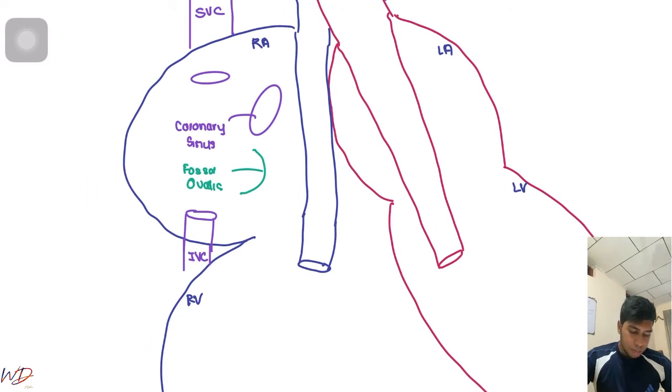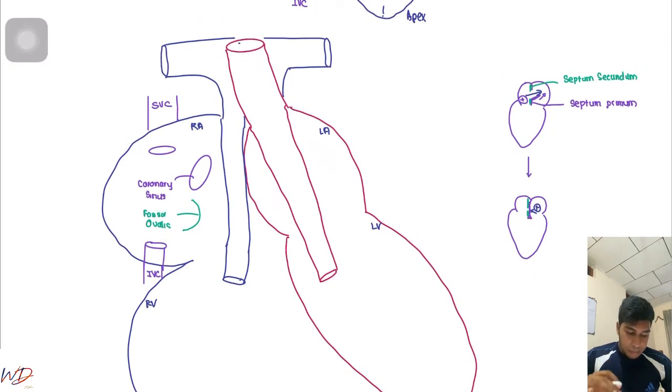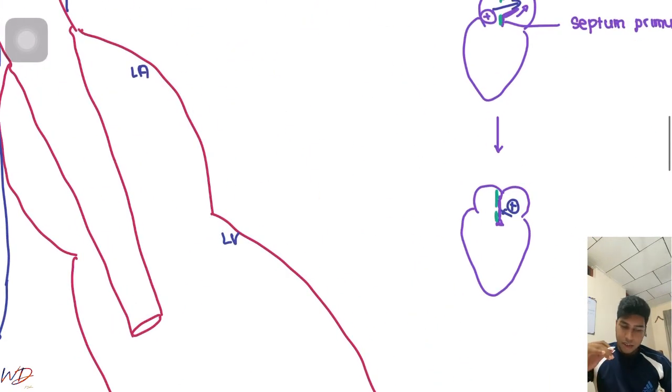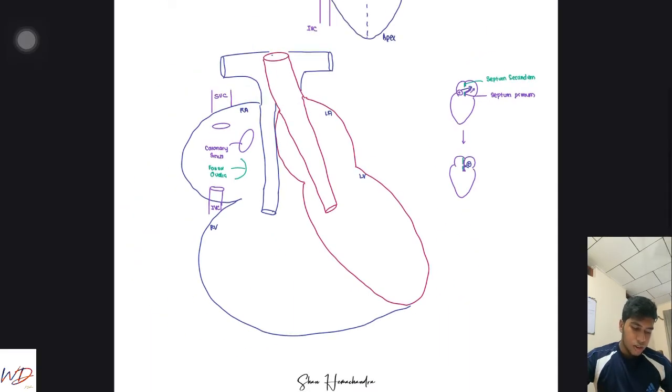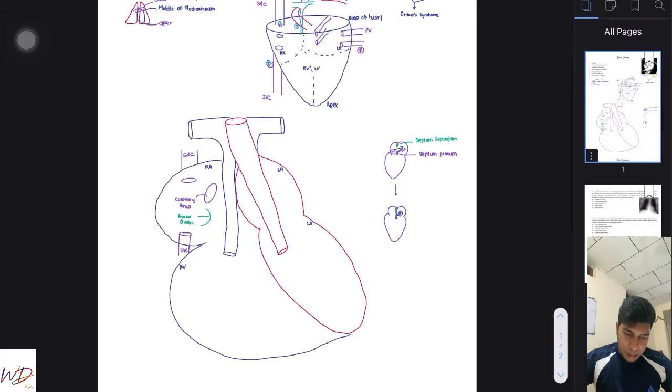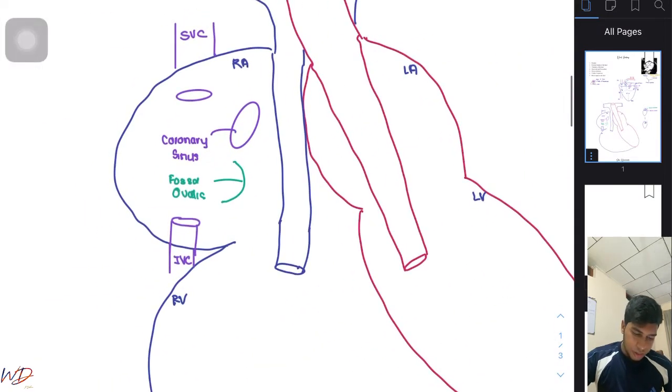Can this reopen? Yes, it can. If the pressure in the right side of the heart becomes greater than of the left side of the heart, it can reopen. This is called hole in the heart. Some people, this does not close properly when they are born. That is called hole in the heart. So, let me add another page.